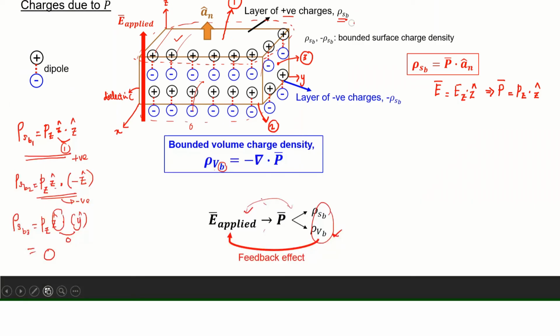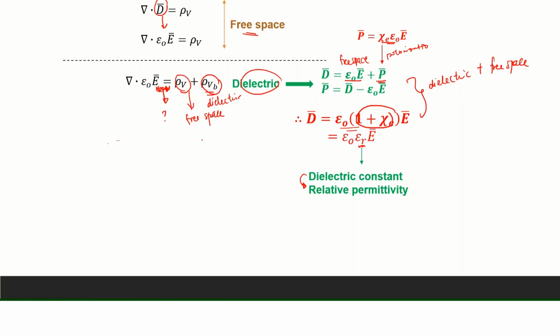So that means that this can be minus divergence B, plus rho V equals to epsilon E plus P. The one that we don't know here can be rewritten like this.